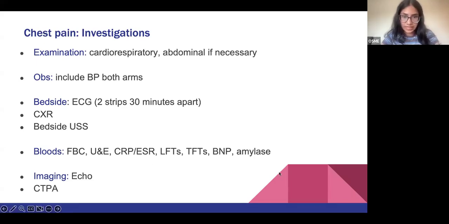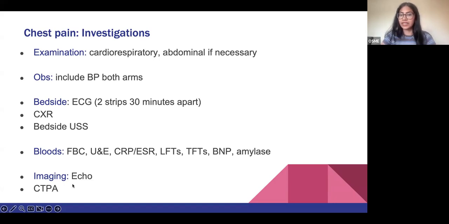For the bloods, all of the standard bloods, U&Es you can say in most presentations because you might need a baseline electrolyte screen and renal function screen before you can prescribe medications. Here an FBC is relevant for anemia, which can give you exertional tightness. CRP and ESR you can pretty much always say to rule out something infectious. LFTs and TFTs are relevant here because of cardiac issues, and BNP to rule out heart failure, and finally an amylase to rule out any pancreatitis.